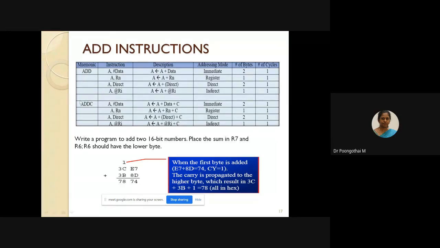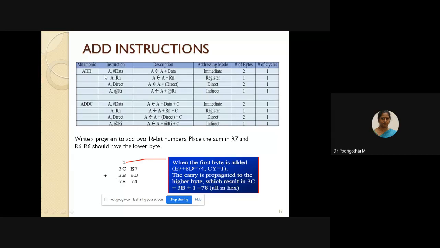So we have mainly two instructions, add and add with carry. The function will be same for both, but the only thing is add with carry means if previously the carry flag is set to 1, that carry is propagated to the next addition. So that is the concept.